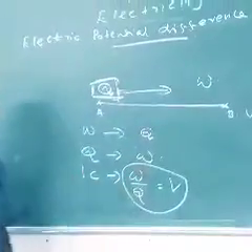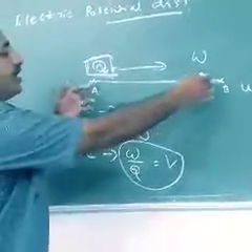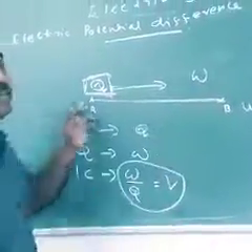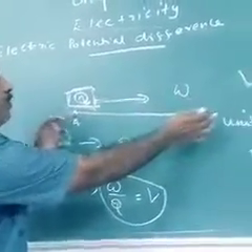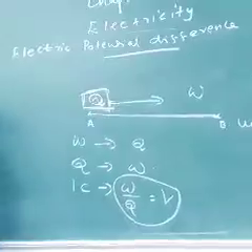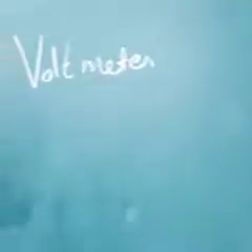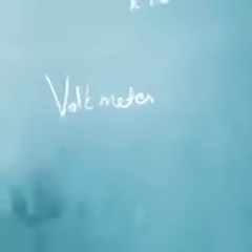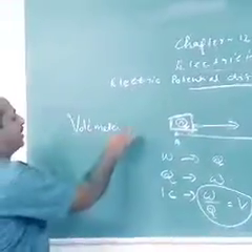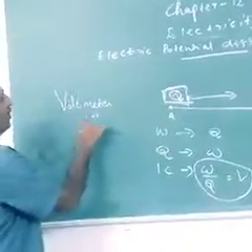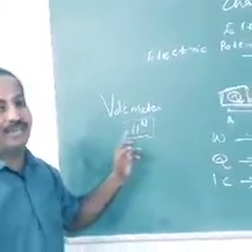Then the instrument which is used for measuring the potential difference between 2 points A and B is known as the voltmeter. The voltmeter is always connected in parallel to the circuit. We will discuss this later.